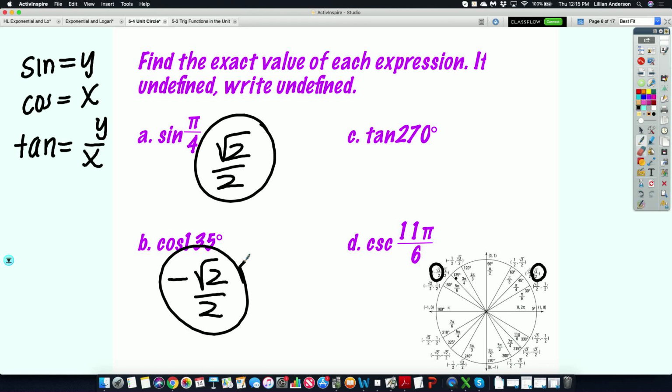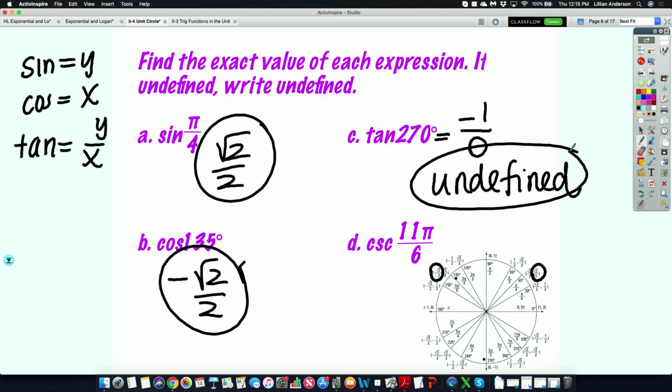Now tangent is y over x, so I'm going to use both coordinates. Okay? So I go to 270, which is down here at the bottom. What's my y coordinate of 270? It's negative 1. What's my x coordinate? 0. Negative 1 over 0 is what? Undefined. And that's exactly what you write. You see how we use the unit circle to find the exact values of these different trig expressions? Okay?